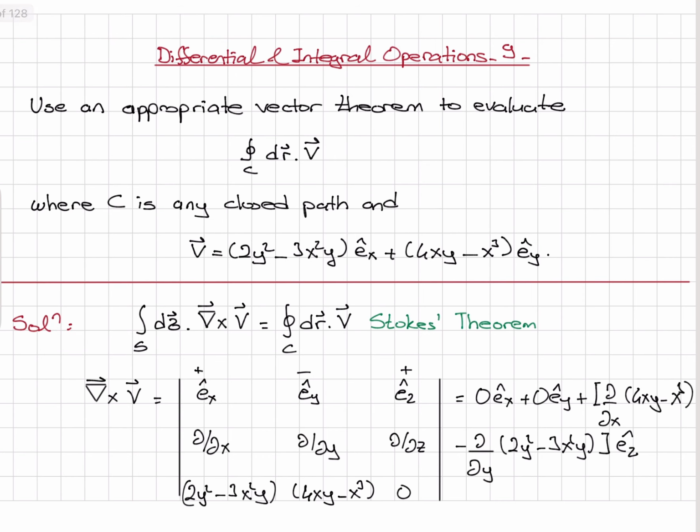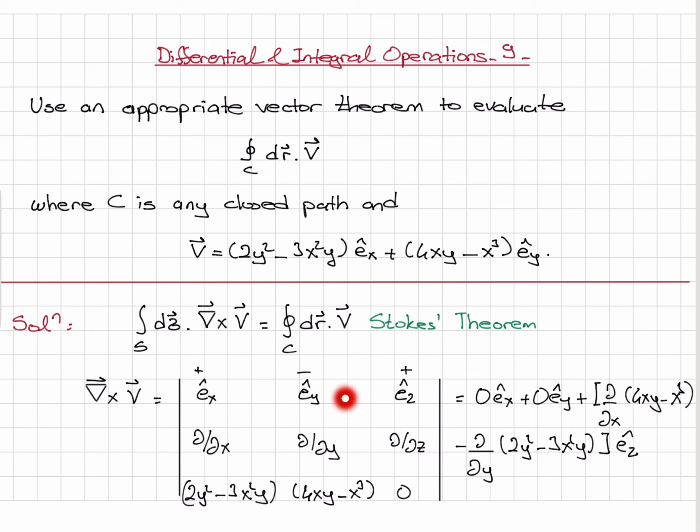So in order to evaluate this closed path integral ∮ dr · v, we use Stokes' theorem, which is stating that the surface integral dσ dot curl v is the closed path integral over C of dr · v, where C is the path that is surrounding this surface. It's at the boundary of the surface. And curl v we can evaluate using the determinant.